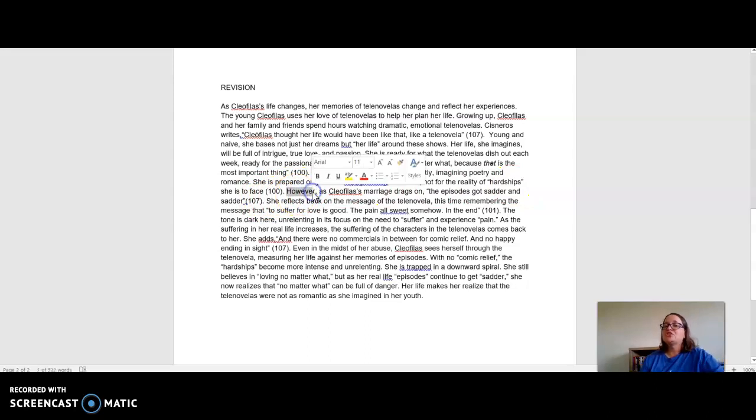Again, now we have a transition to the next part of the paragraph, right? Before, after, showing change. However, as the marriage drags on, quote, the episodes got sadder and sadder. So now we add another quote. So to analyze that sadder and sadder, we aren't just going to say the tone is sad here, but instead looking back at how her view of her life is still episodic.